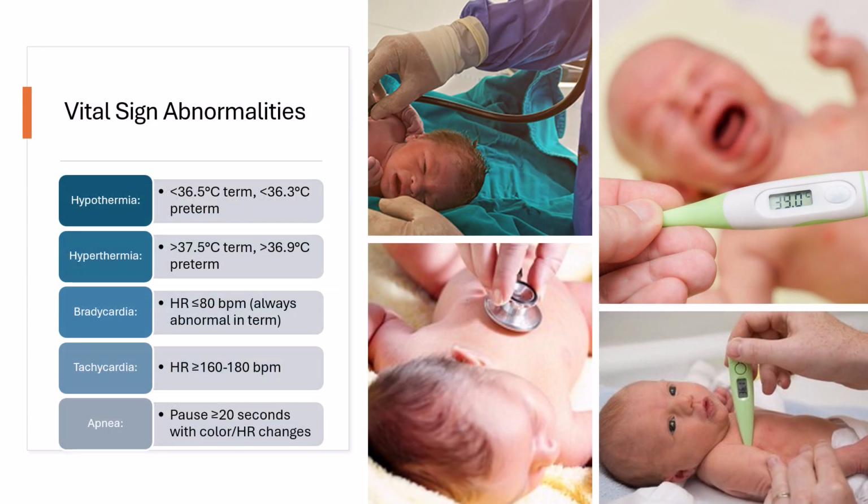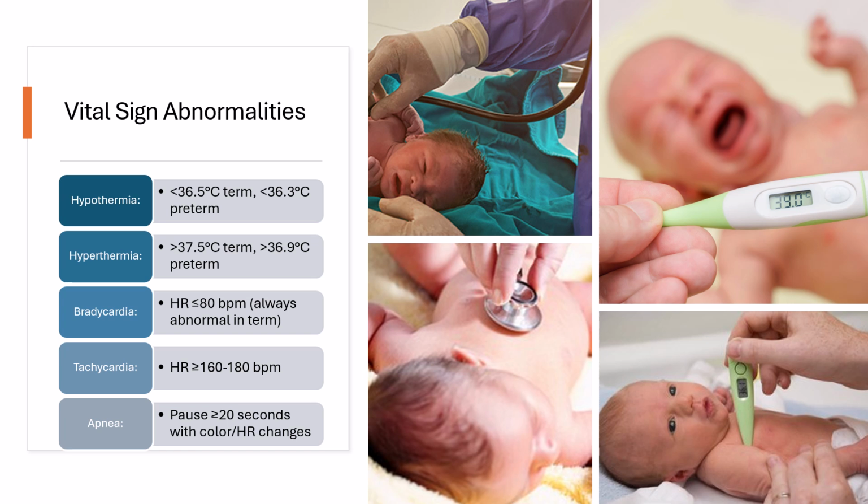Recognizing vital sign abnormalities is equally important. Hypothermia is defined as temperature below 36.5 degrees Celsius for term infants and below 36.3 degrees Celsius for preterm infants. Hyperthermia is above 37.5 degrees Celsius for term and above 36.9 degrees Celsius for preterm neonates.